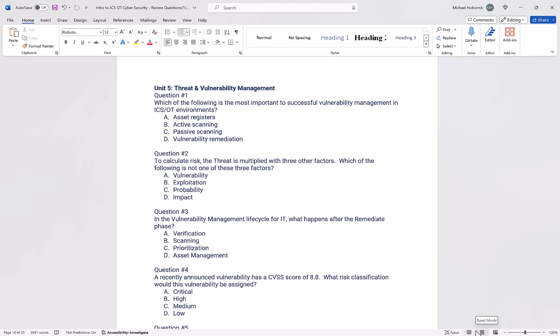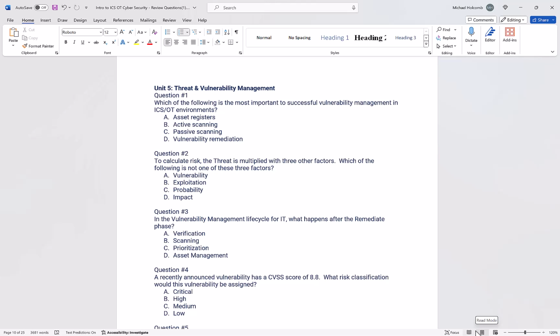Question number 4, a recently announced vulnerability has a CVSS score of 8.8. What risk classification would this vulnerability be assigned? As crazy as it might sound, I have these conversations at least once a week. So it's good just to keep in the back of your mind that scoring system. A CVSS score of 8.8 would fall under the high risk group. Or critical, the worst of the worst vulnerabilities, that's anything with 9 to 10, right?